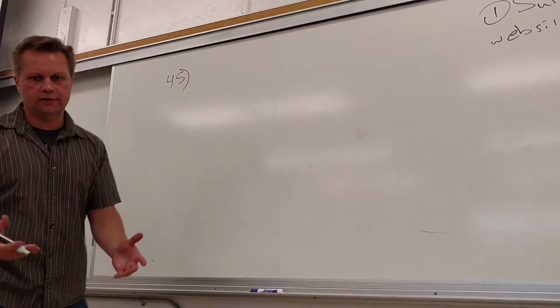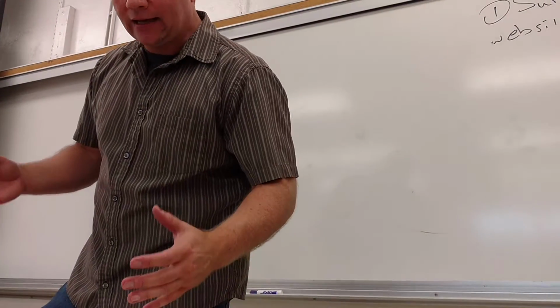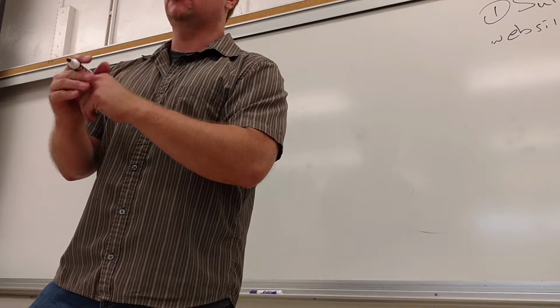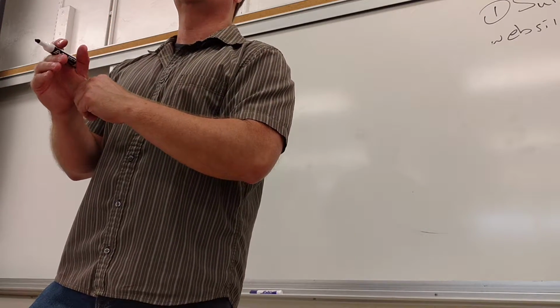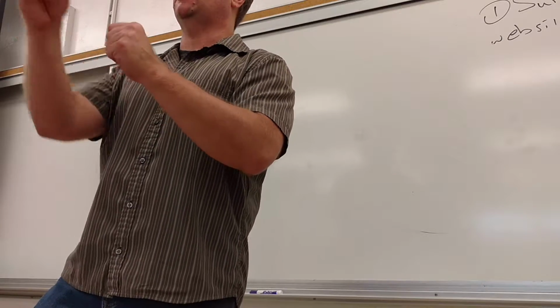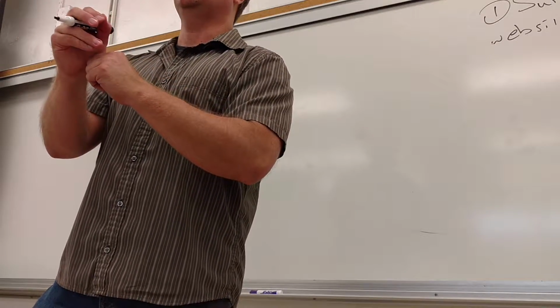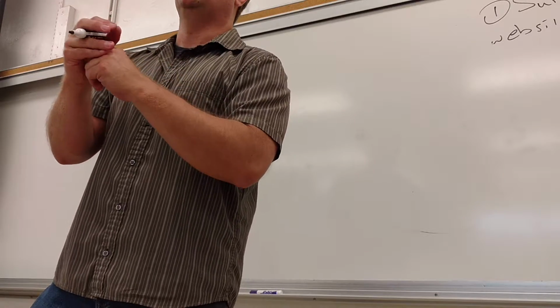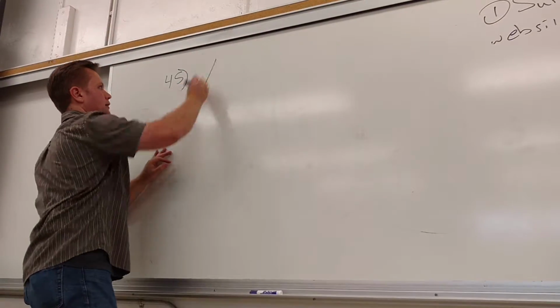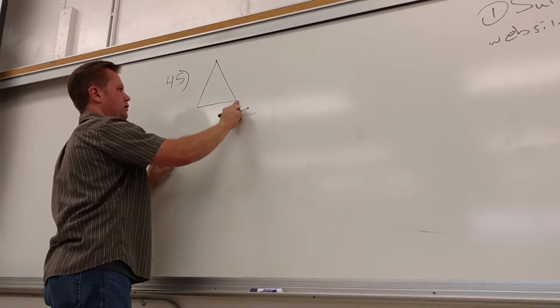So number 45 says this: in an isosceles triangle. Let me stop right there. What's that mean? A triangle that has 3 equal sides? No, that's equilateral. All the sides are different? No, that's scalene. One side is different than the other, so 2 sides are the same. All right. So isosceles, the standard way to draw an isosceles triangle is like that.